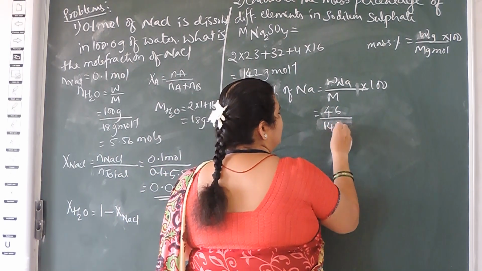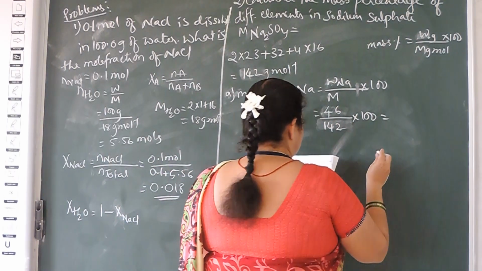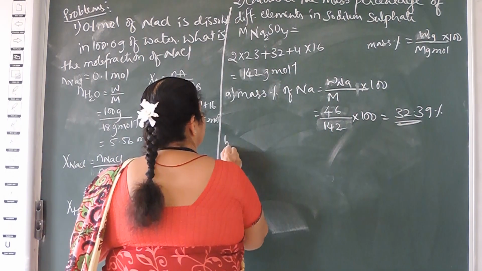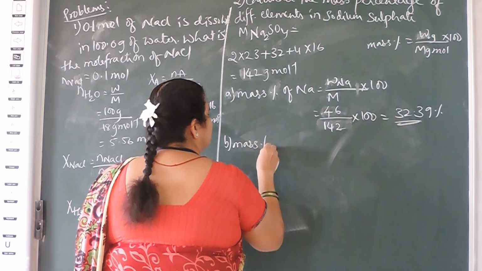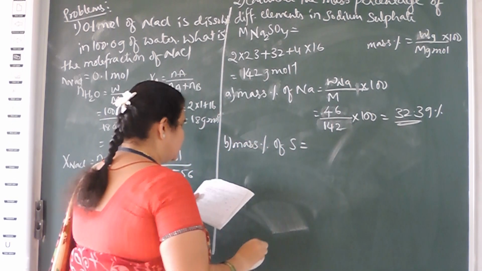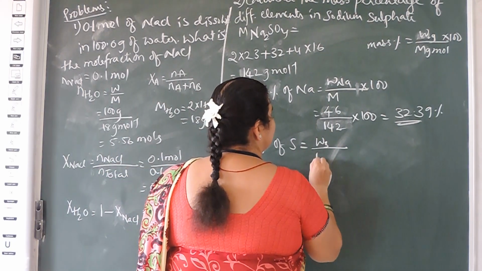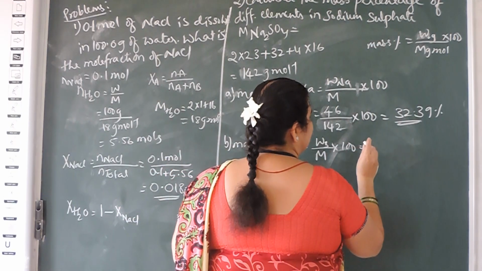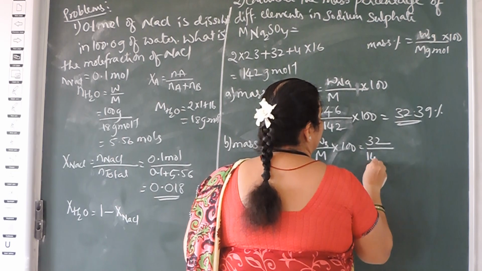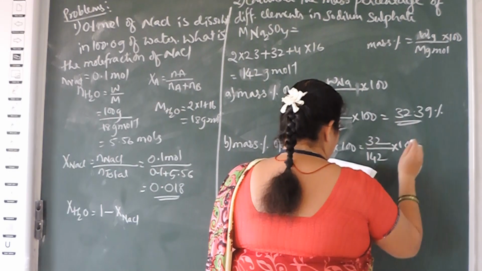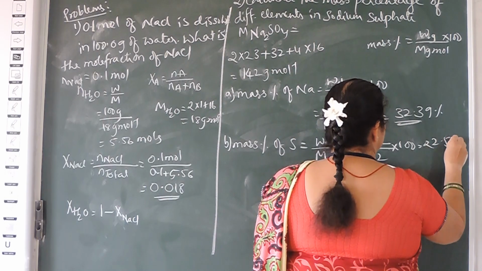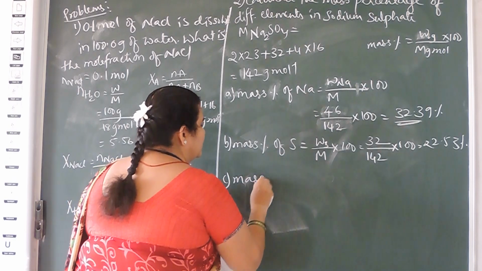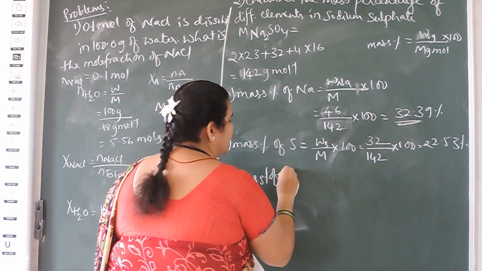So 142 into 100, it will be 32.39%. First one. Second, B, mass percentage of sulfur is equal to mass of sulfur divided by molar mass into 100. So mass of sulfur is in one element, so that 32 divided by 142 into 100, it will be 22.53%.